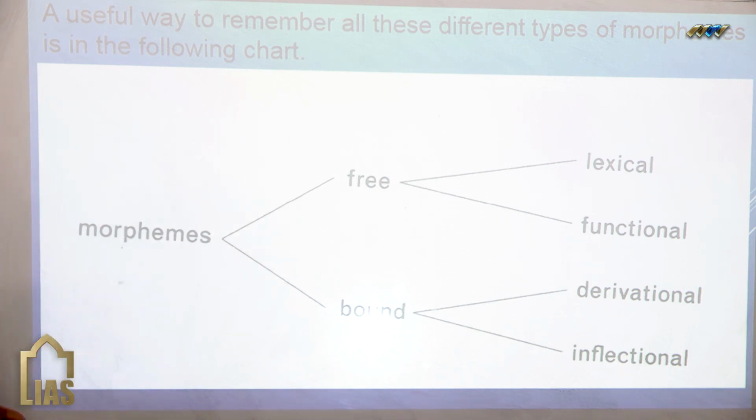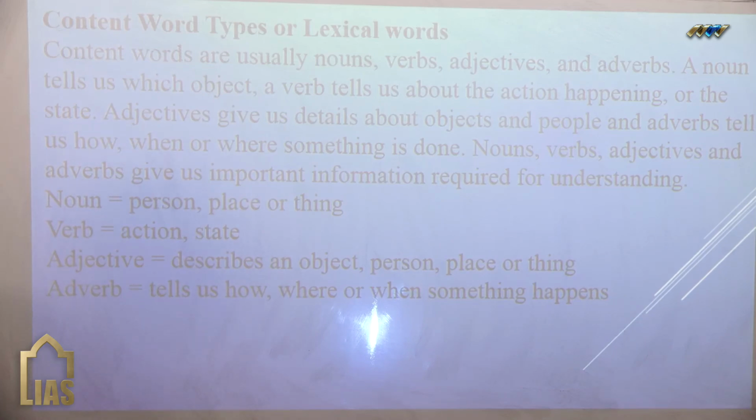Fine. I'm going to finish, but I'd like to highlight the lexical and functional. Content word types, or lexical words, are usually nouns, verbs, adjectives, and adverbs. A noun tells us which object, a verb tells us about the action happening or the state. You know this from your grammar. Adjectives give us details about objects and people, and adverbs tell us how, when, or where something is done. They carry meaning required for understanding.